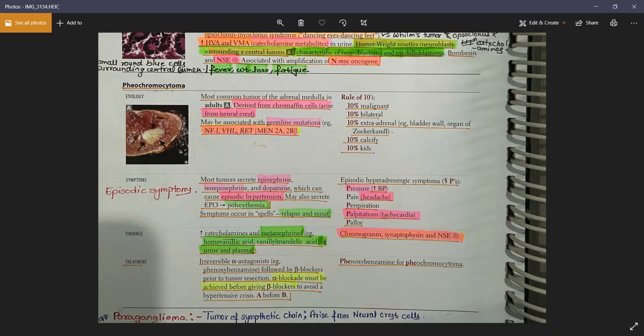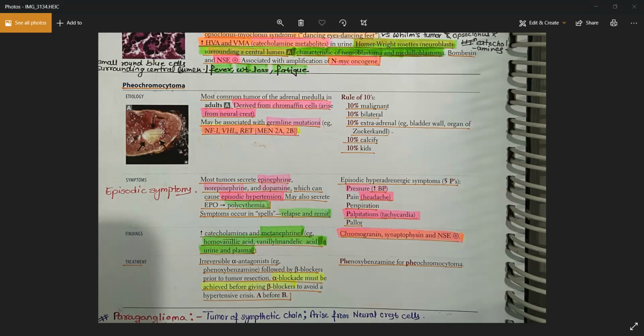And why is this happening? Two things. First is the release of epinephrine and norepinephrine from this tumor. Second is the EPO from the cells. And it is very important to note.